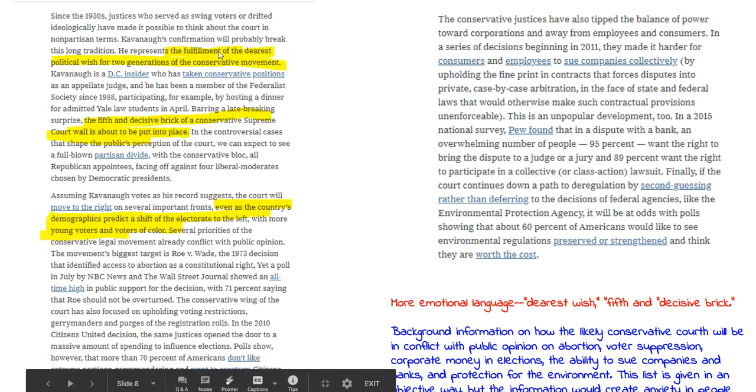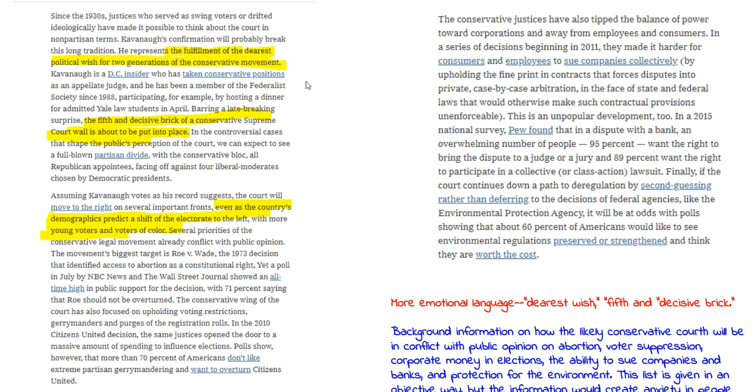You've got more emotional language, and she's taking a real us and them approach. Them would be the conservatives, and she's aligning herself with the left, which we knew she would do based on her biography.